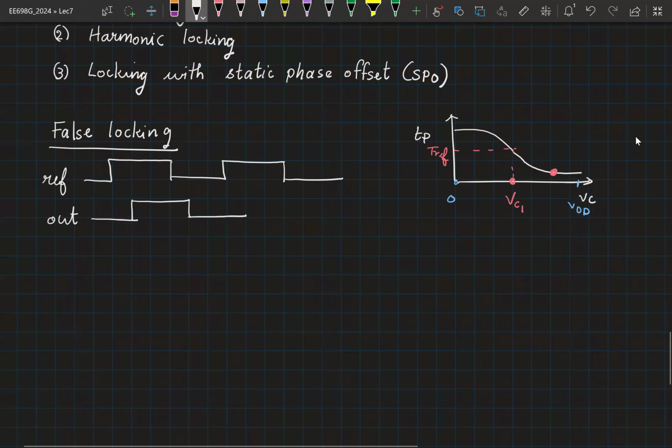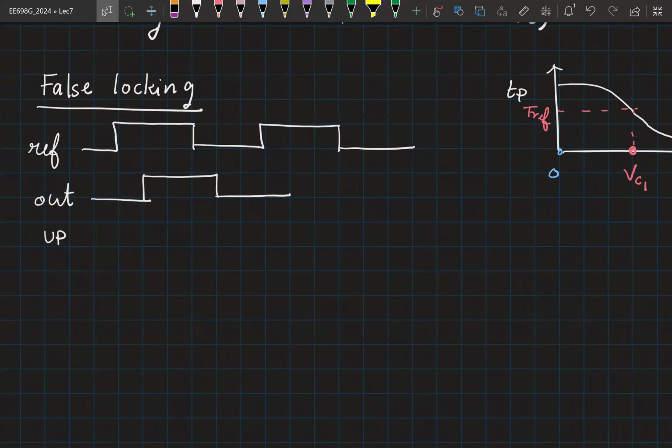The top point theoretically has to be when both the signals are identical. There is a point where that is possible. Okay, so let's sketch the waveforms. Again, up will go high at the first reference edge. Down is going to go high here. And then they come down, right?